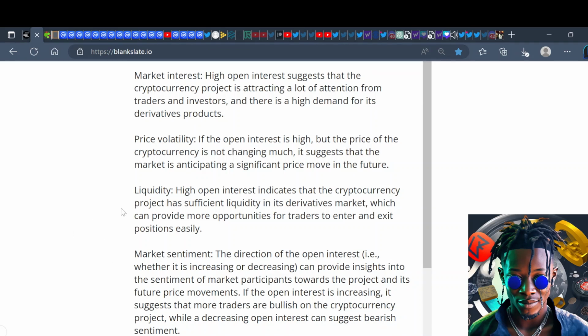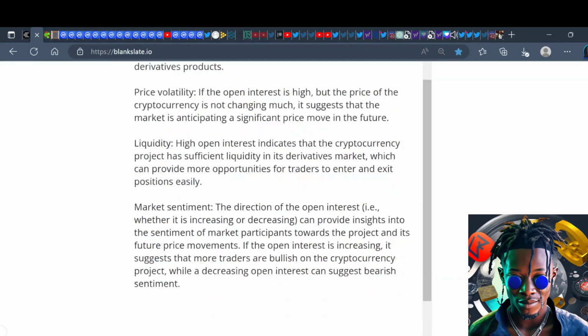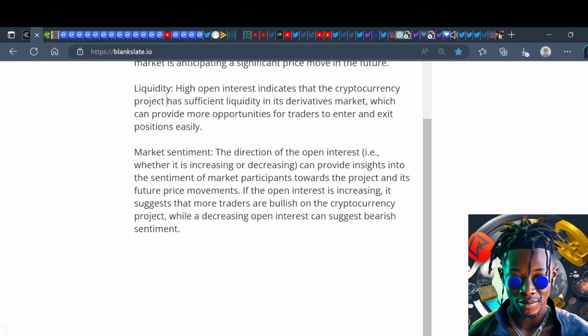It also gives us a little info on liquidity. High open interest indicates that the cryptocurrency project has sufficient liquidity in its derivatives market, which can provide more opportunities for traders to enter and exit positions easily. And last but not least, family, market sentiment. The direction of the open interest, whether it's increasing or decreasing, can provide insight into the sentiment of market participants towards the project and its future price movements. If the open interest is increasing, it suggests that more traders are bullish on the cryptocurrency project, while a decreasing open interest can suggest bearish sentiment.